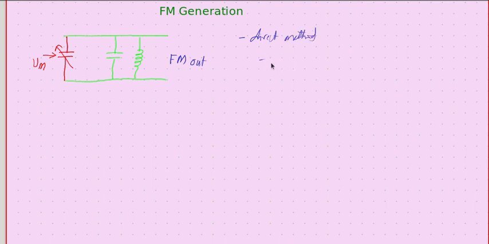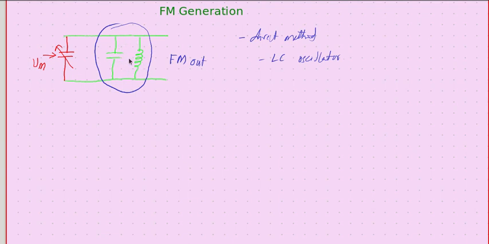In the direct method, we have an LC oscillator. That's what we call a tank circuit. And in our previous session, we have seen how a tank circuit can be used to produce sustained oscillations, and that the frequency of oscillation depends on both L and C.